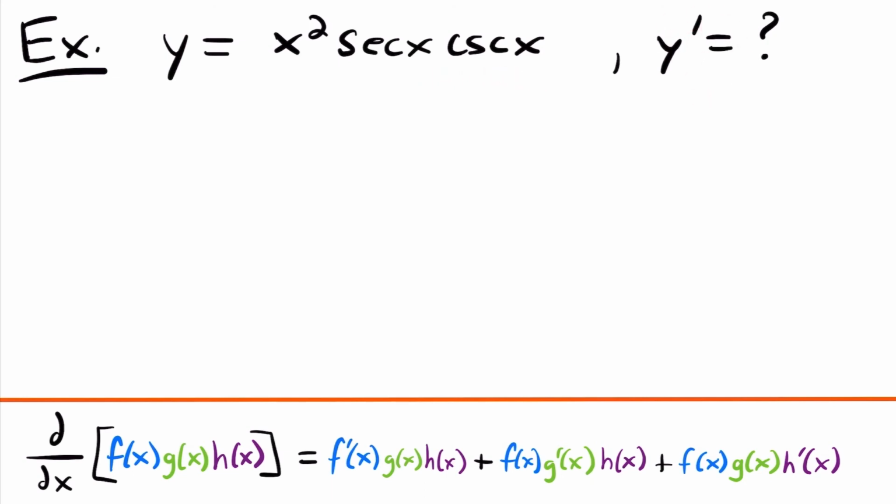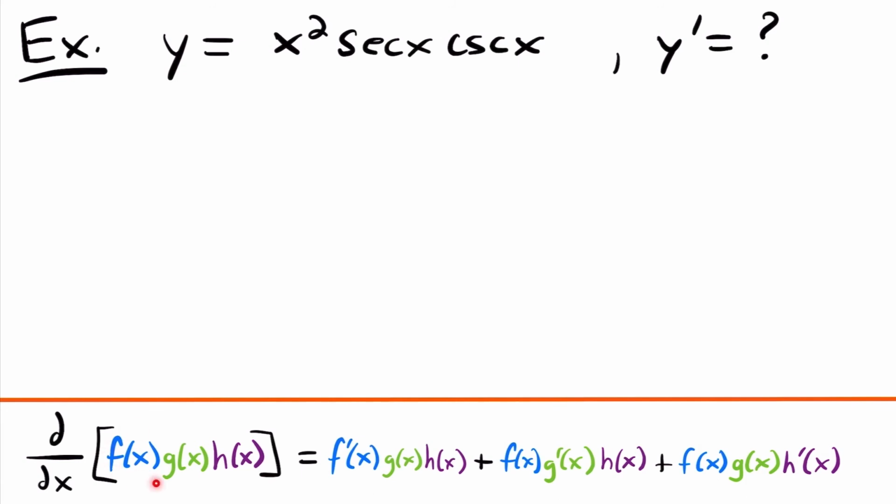And this goes back to our lesson, which if you haven't watched it, I do recommend that you do watch it, where we talked about how the product rule can be expanded to multiplication or the product of more than just two functions. In this case, 3 functions. We have x squared, secant x, and cosecant x. And right down here, you'll see our formula changed.